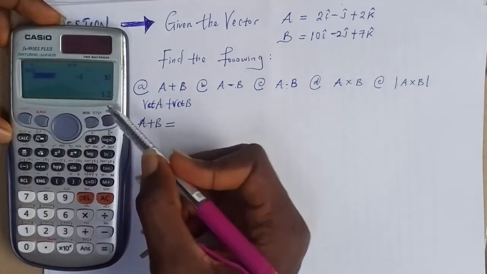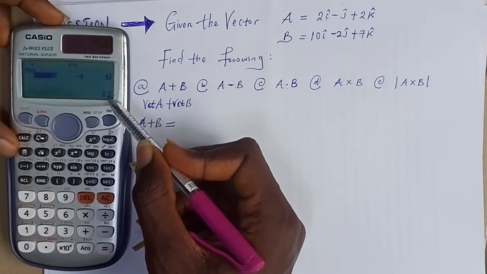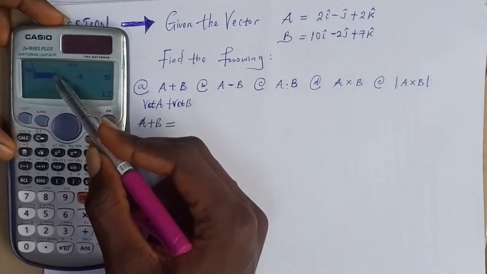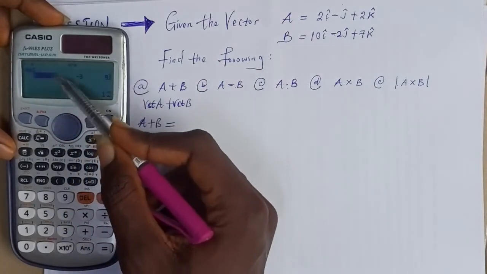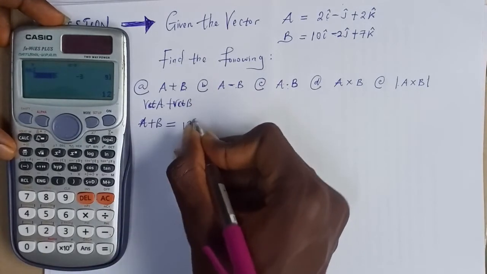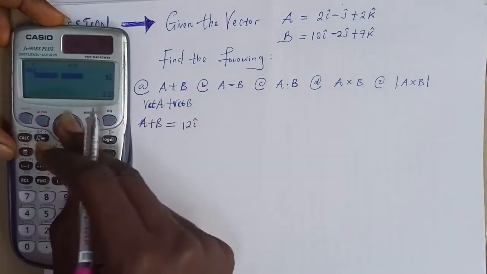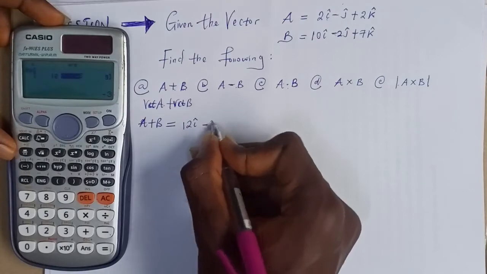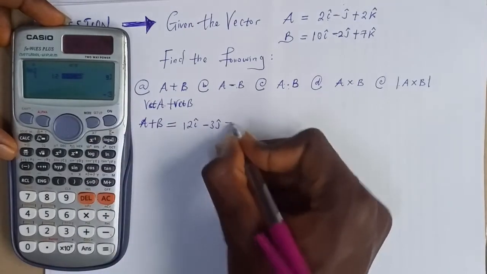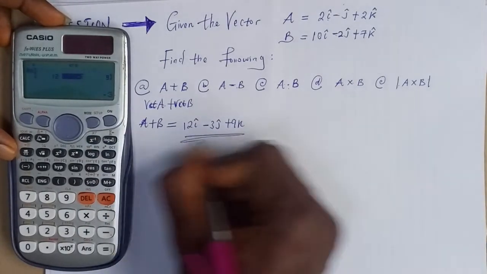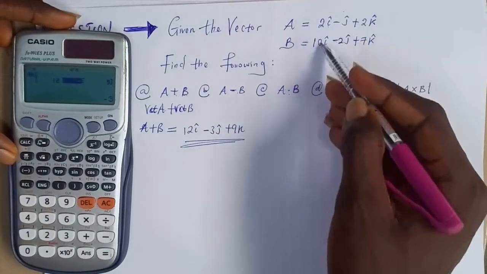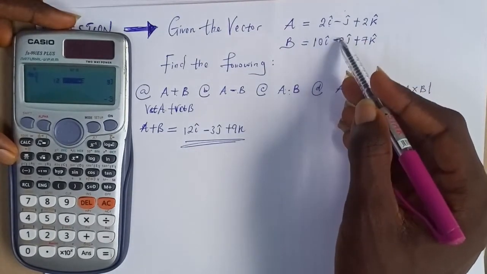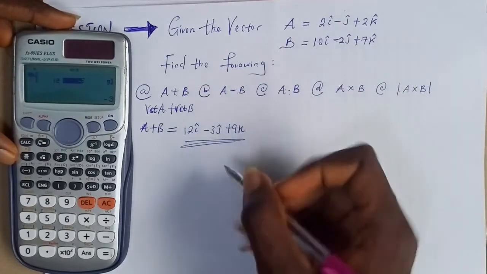If you can't see this clearly, but you can see it here, this is 12, okay? So remember that I said this column is for column I, column J, column K. So I have 12I, okay? Next, minus 3J, then plus 9K, which is very, very correct. Is that not true? When you sum it together, 2 plus 10, that's 12. Minus 1 plus minus 2, that's minus 3. 2 plus 7, that's 9. So which is very correct.